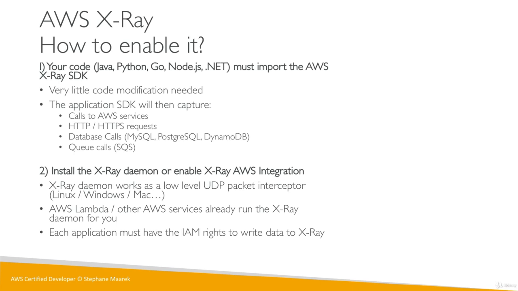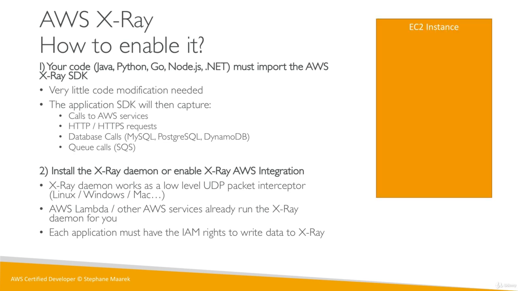Now, each application also must have the IAM rights to write data to X-Ray. So a very common question is, hey, my X-Ray application works on my computer when I test locally, but doesn't work on my EC2 machine. Why? Well, the answer is probably because on your machine, you're running the X-Ray daemon, but when you deploy to your EC2 instance, it's not running the X-Ray daemon, and therefore X-Ray doesn't see your calls.